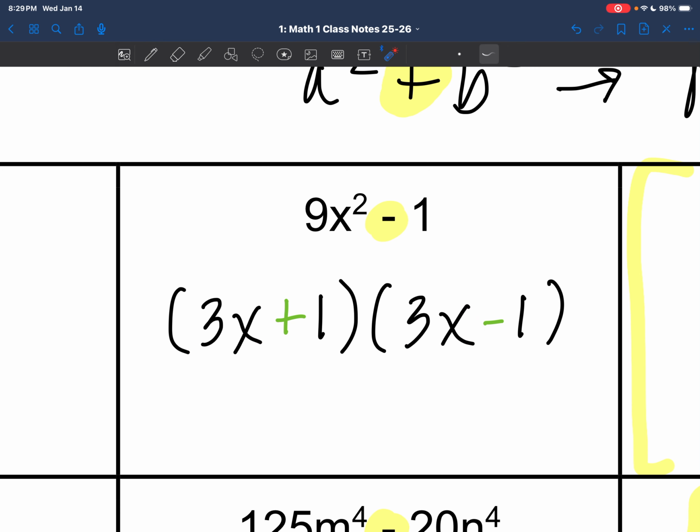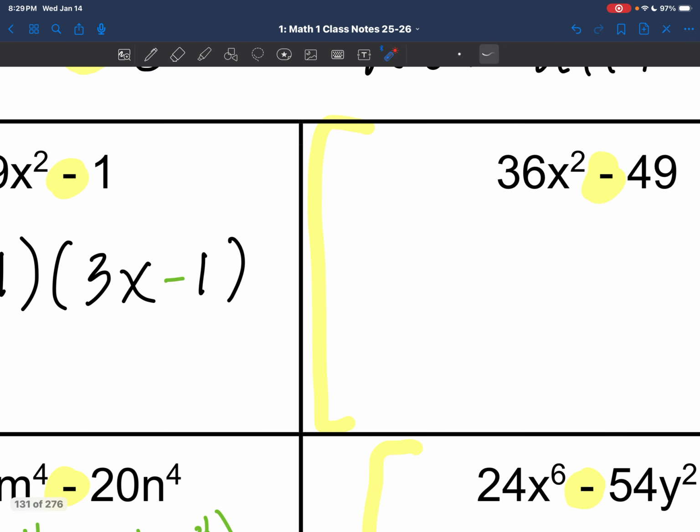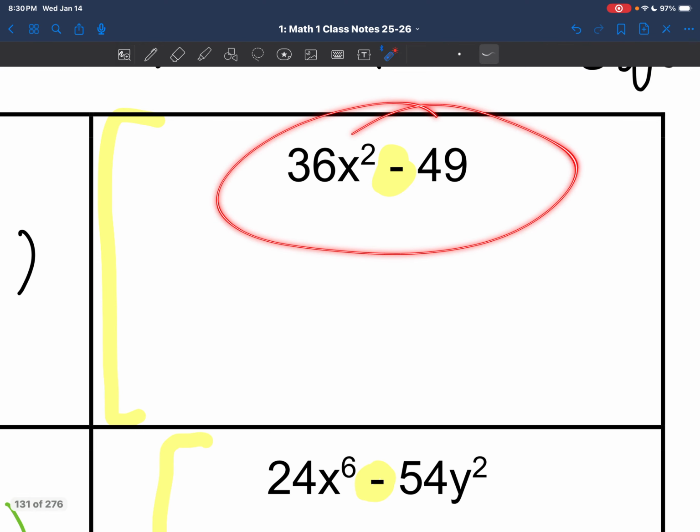So you put 3x as your first term, and then remember, the square root of 1 is 1. So we got a 1 here, and it is a difference of squares, so you need to have opposite signs. And there you go, that's your answer. So I want you to go ahead and try this one.